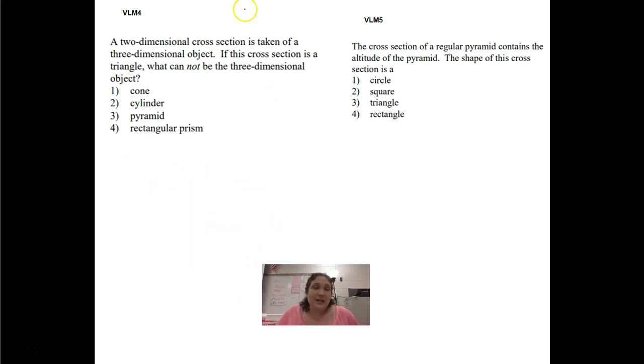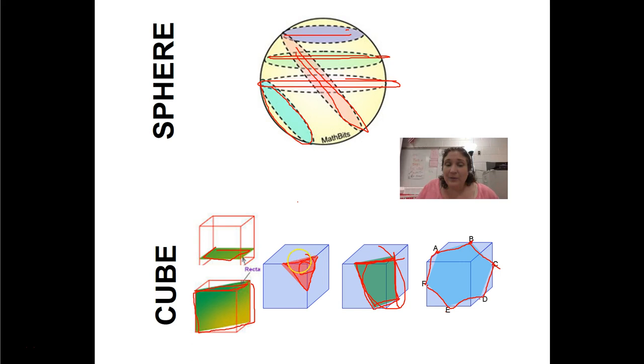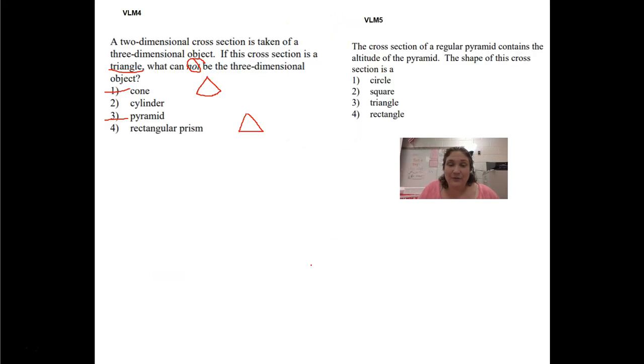All right, let's do some more questions. A two-dimensional cross-section is taken of a three-dimensional object. If this cross-section is a triangle, which cannot be this three-dimensional object? Well, we know the cone looks like this, so it can't be the cone. And then we know that the pyramid also has a triangle in it. So we're between the cylinder and the rectangular prism. This is when it goes back to this part right here. You actually can get a triangle from the rectangular prism if you cut the corner. So that's something I had not taught you before. So it won't be rectangular prism because we could cut the corner. So our answer is 2, cylinder.